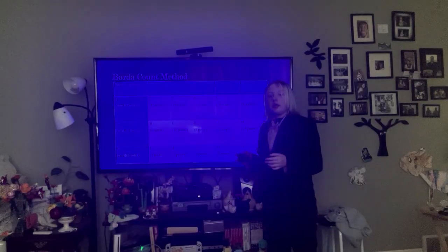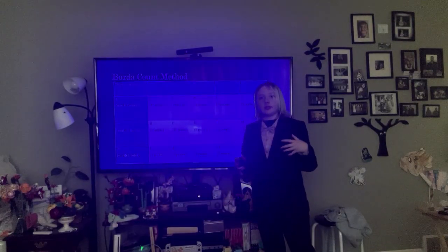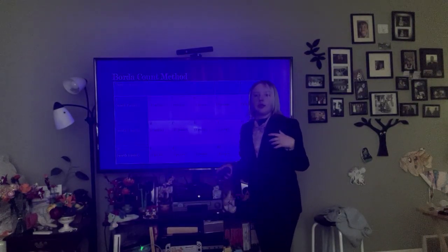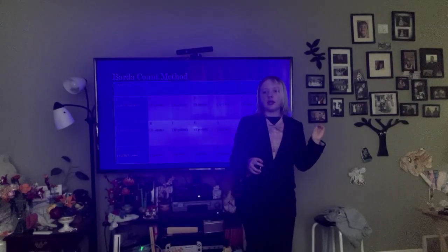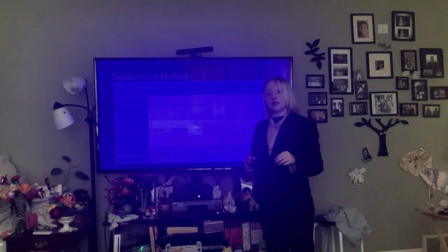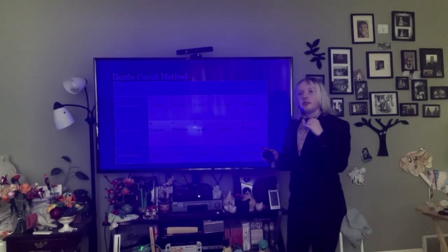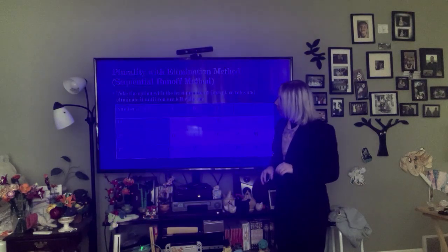So, since C won, there is a clear difference when using the Borda count method and when using the plurality method. The differences between the voting methods should be remembered because it is important for later.